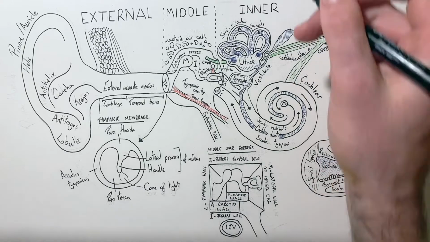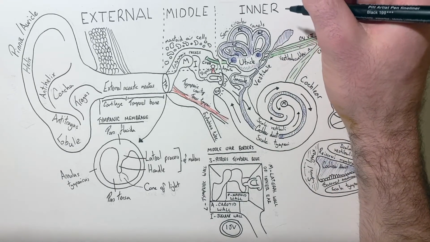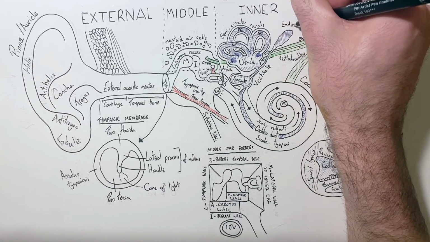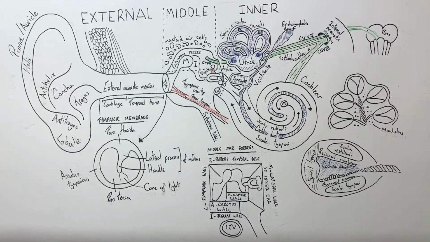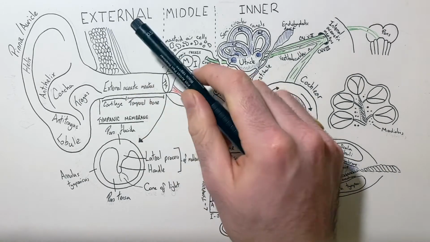The final structure I'd just like to mention is the endolymphatic duct. This lies in the inner ear and it's in contact with the dura mater. Its role is to both absorb and secrete endolymph so that this fluid is constantly replaced.